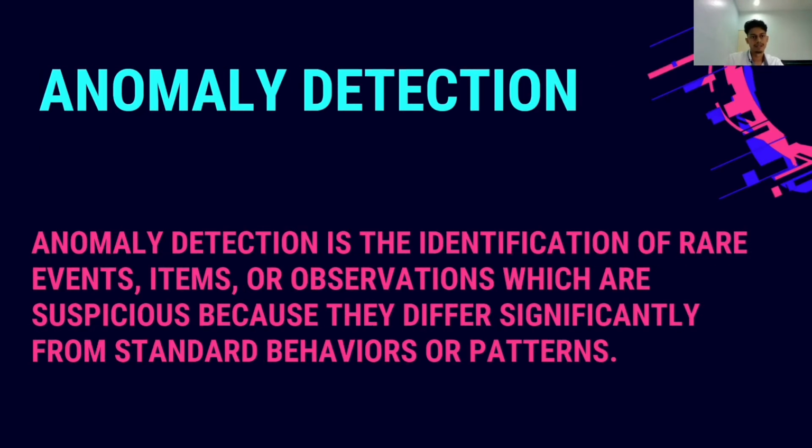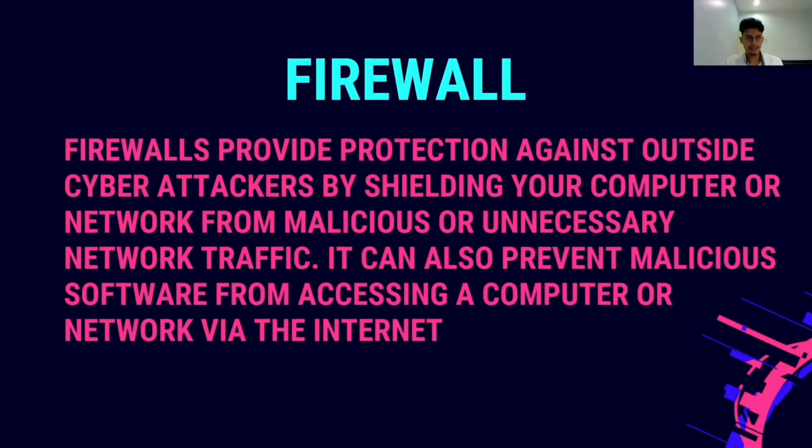Next, we have anomaly detection. Anomaly detection is identification of rare events, items, or observations which are suspicious because they differ significantly from standard behaviors or patterns. Once an anomaly is spotted, network behavior anomaly detection either initiates an automated response or notifies the security teams. And next is firewall. Firewall provides protection against outside cyber attacks by shielding the computer or network from malicious, unnecessary network traffic.